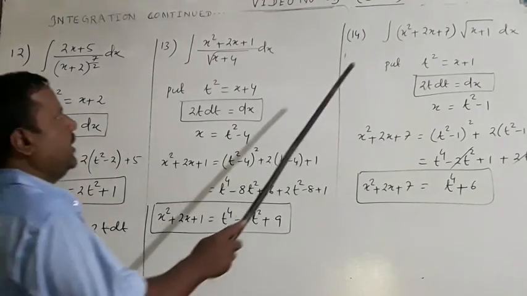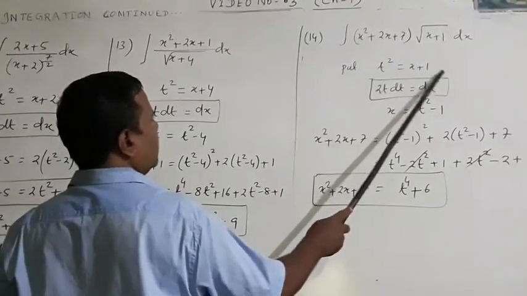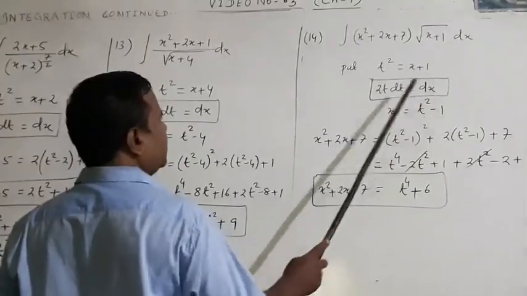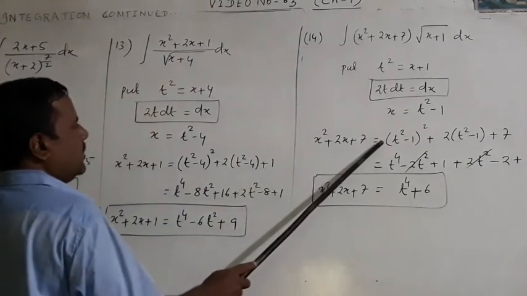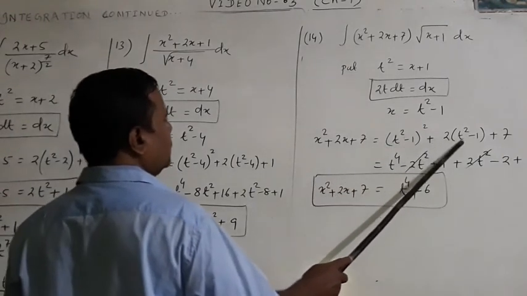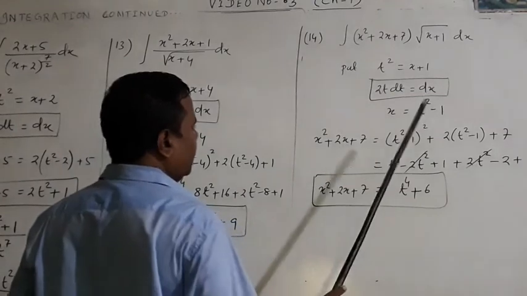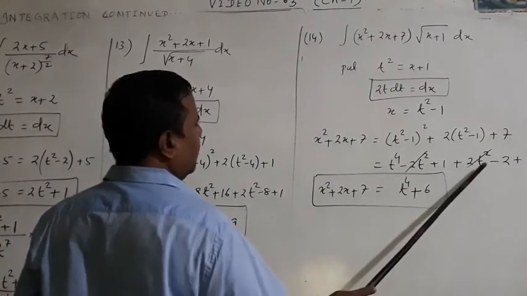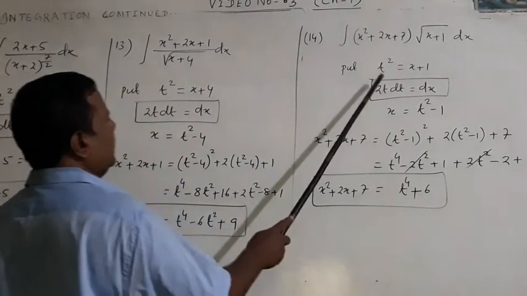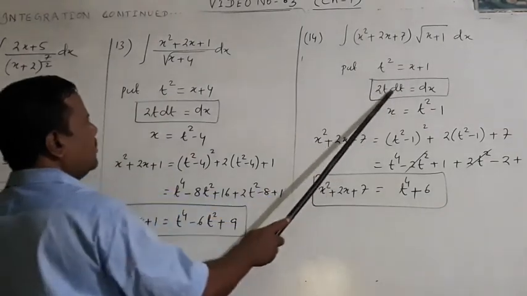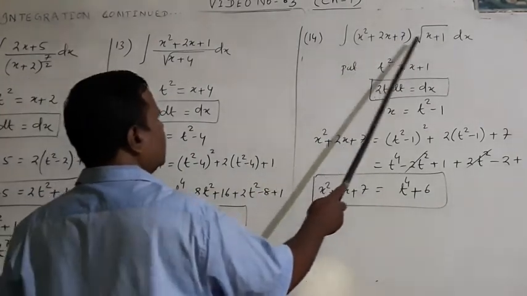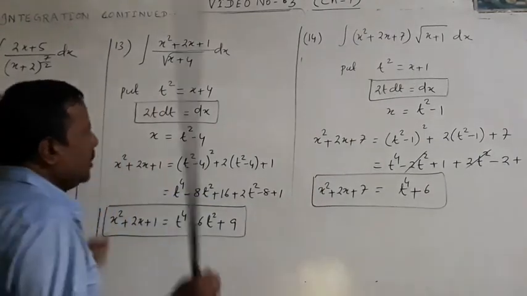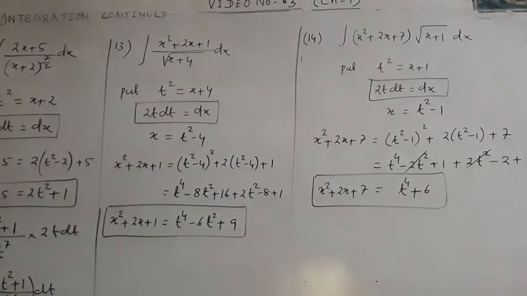Similarly, number 14: you have to put t^2 = x plus 1, 2t dt = dx, x is t^2 minus 1. So here you have to put (t^2 minus 1) whole squared plus 2 into (t^2 minus 1) plus 7. It becomes t^4 plus 6. In place of dx, put this value. In place of this, put t^4 plus 6. In place of this, put t. Do it by yourself. Then you will enjoy.